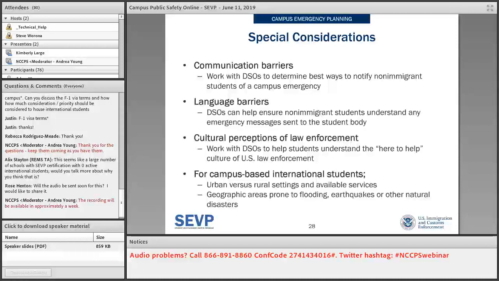Cultural perceptions of law enforcement. I touched on this just a little bit earlier, but we really want to make sure that international students know we are here to help. I've got a great situation, not great situation, but it all ended up great in the end. There was a car full of students from an Asian country, and they were getting pulled over, and they did not realize that they were supposed to pull over, so they just kept driving.